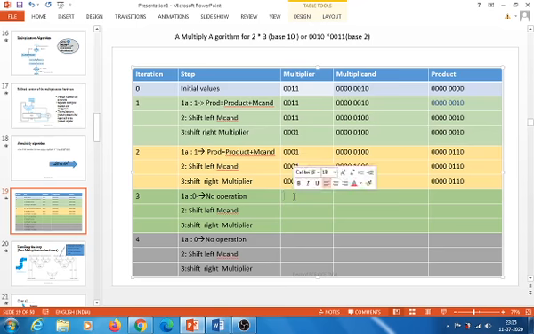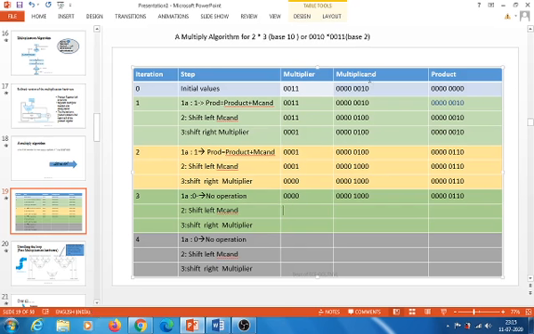Coming to the third iteration, now the multiplier bit is 0 here. If you observe, the multiplier bit is 0, so there will not be any operation. We need to write the product as it is, 0000 0110. And now it is shift left multiplicand.